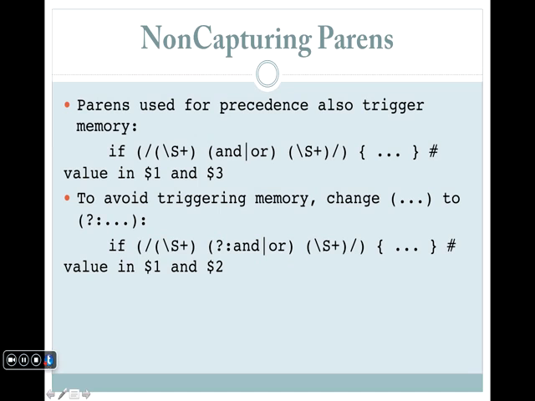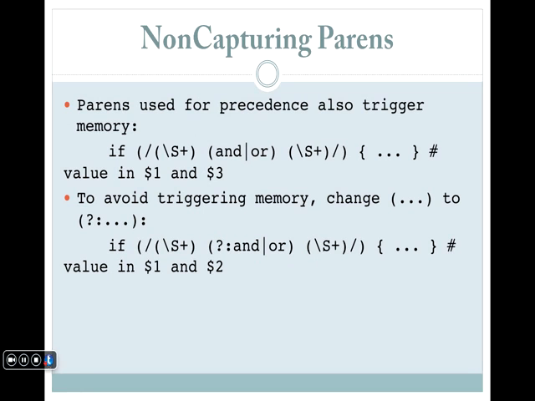Non-capturing parentheses. When I am using parentheses for precedence, it also triggers memory. So when I say if (\s+) (and|or) (\s+), I have to remember to use $1 and $3, because the middle one is also triggered. Unless you want to avoid that and not use it for the option here, and or, you can use the question mark colon.